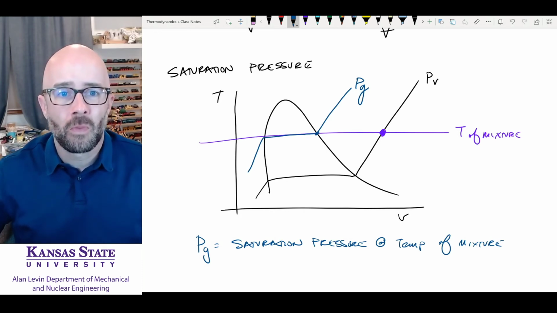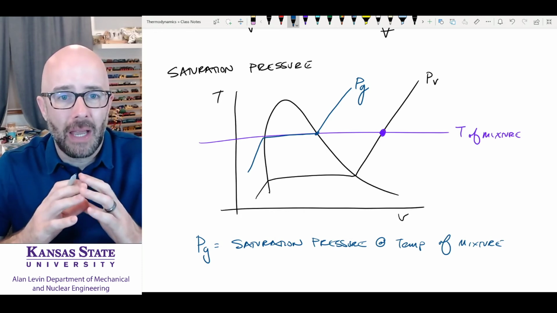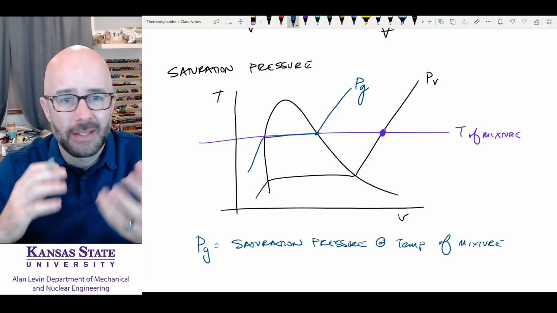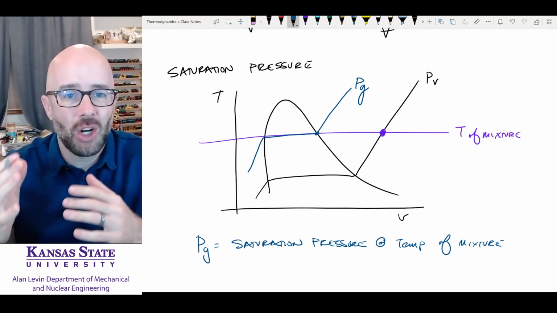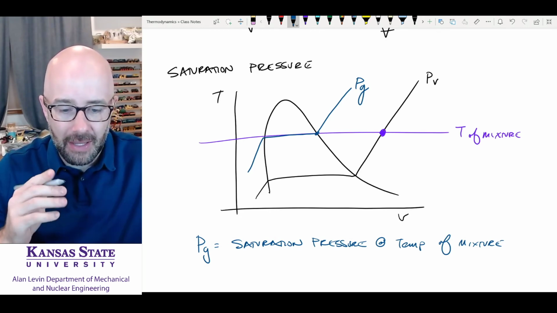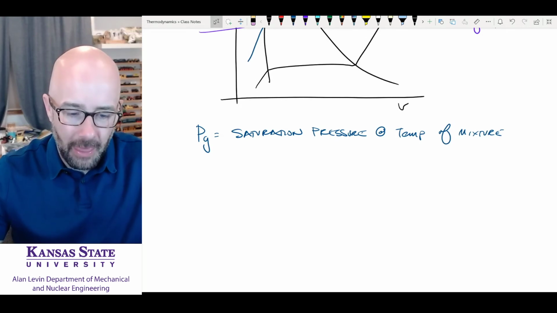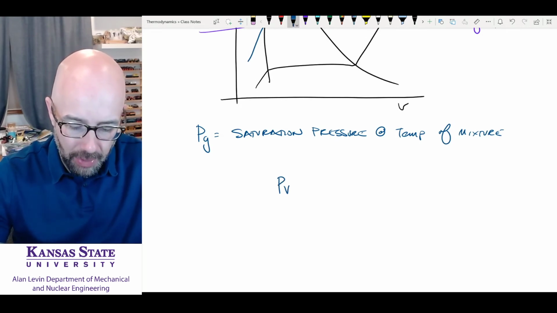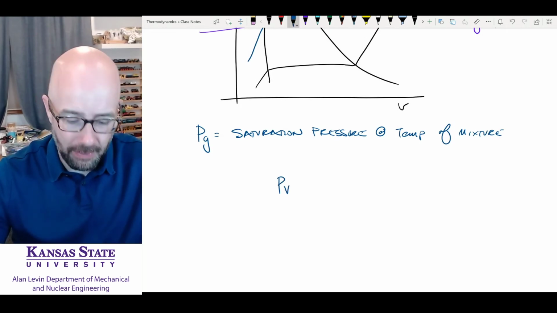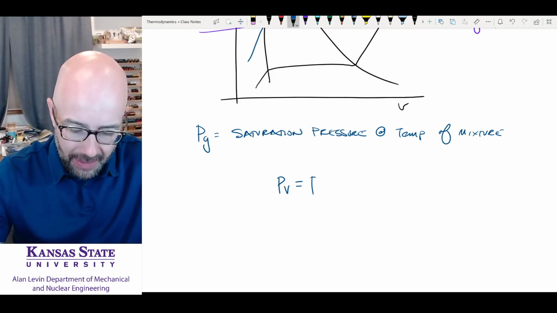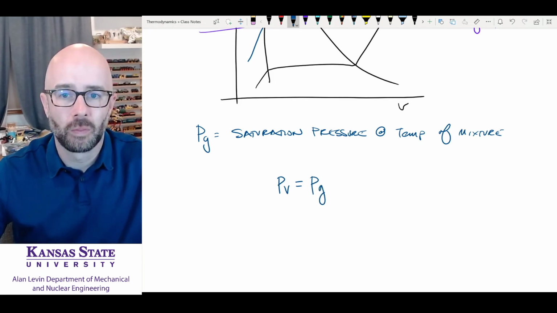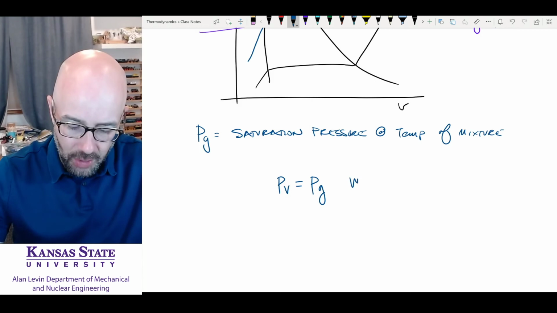Now, let's think about that and try not to make it anything more than it already is. Let me say this: when P sub V, the partial pressure of your water vapor, is equal to the saturation pressure, we have saturated air.